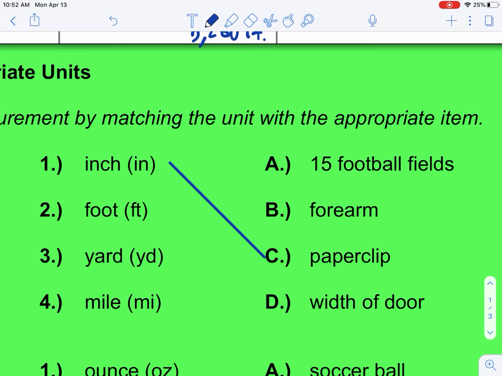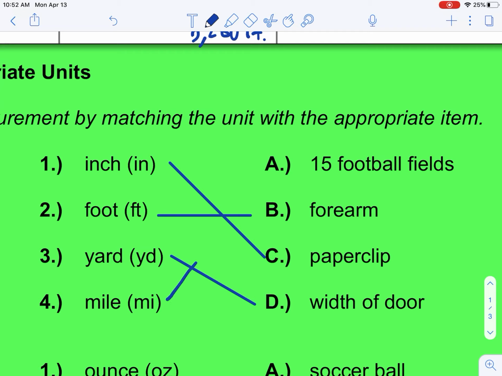A foot would be your forearm. That's like from your elbow to your wrist, or maybe to the tip of your fingers, depending on how tall or short you are. A yard would be the width of a door. So if you go look at a door right now, from one end of the door to the other, that's the width of a door. I also think about a hallway. Usually the hallways in our houses are about 1 yard as well. And then a mile is 15 football fields. So that's pretty big. That's definitely the longest one.